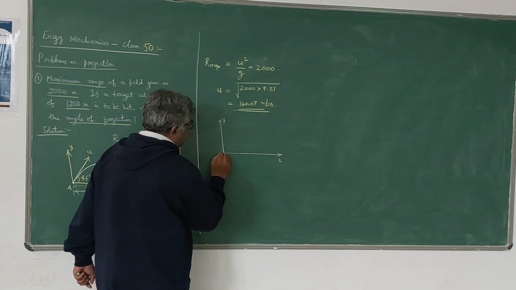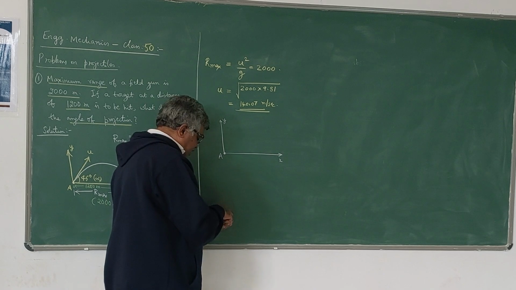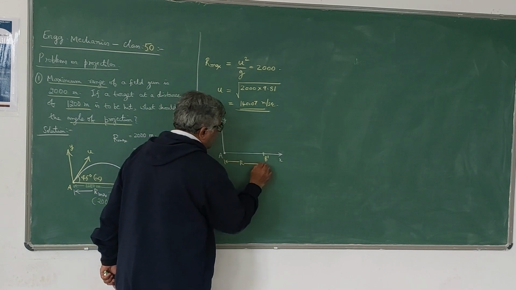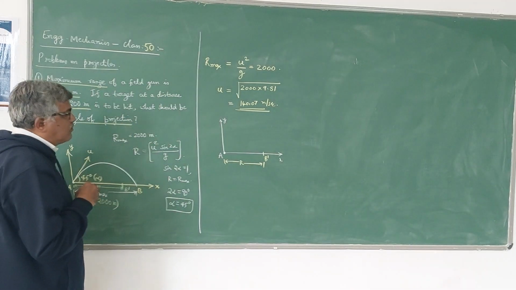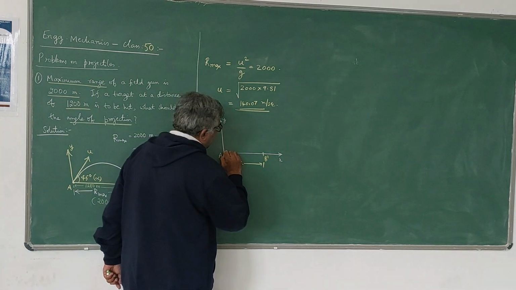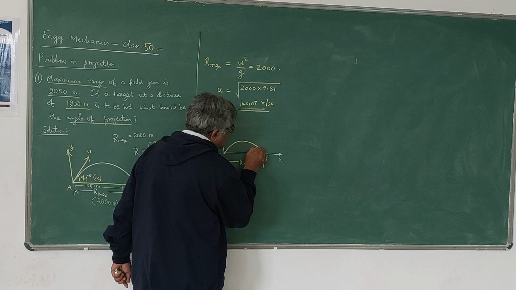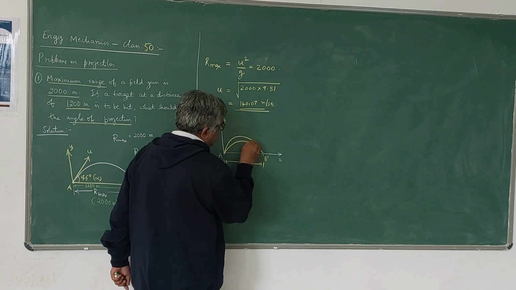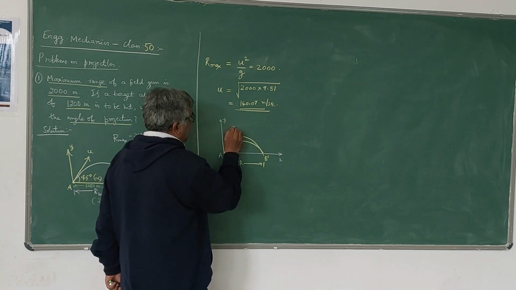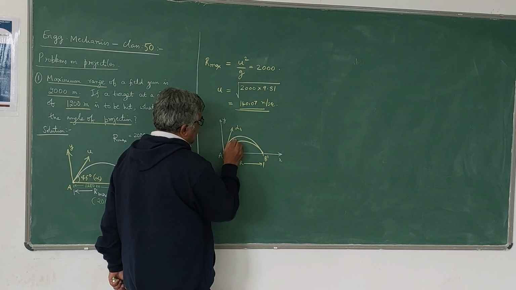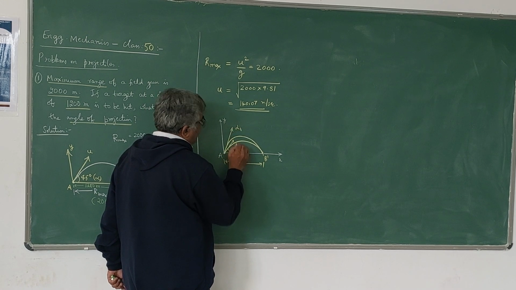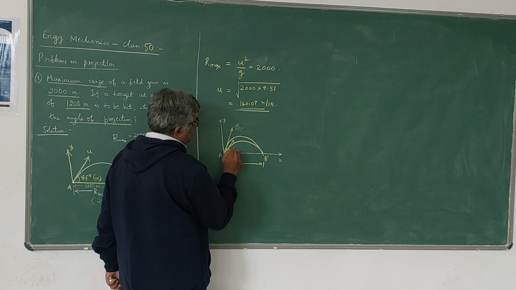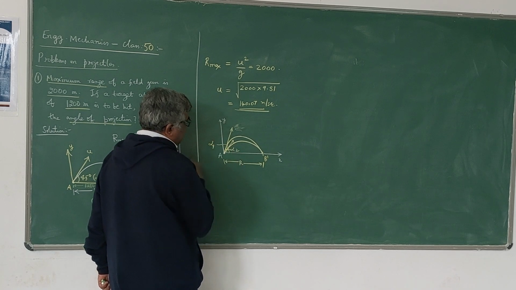Here, A is the point of projection, and R is given here at B dash, which is 1200 meters in this problem. This can be hit with two angles of projection. One angle will be like this, another angle will be like this, of course with the same velocity. One angle is alpha 1 and the other is alpha 2. The bigger angle I make as alpha 1.